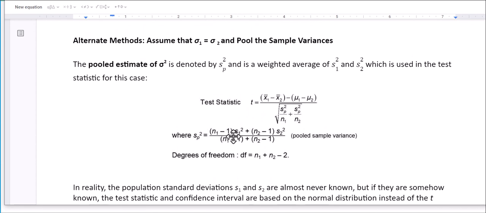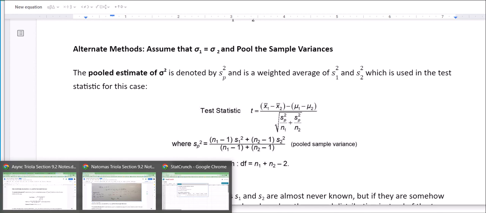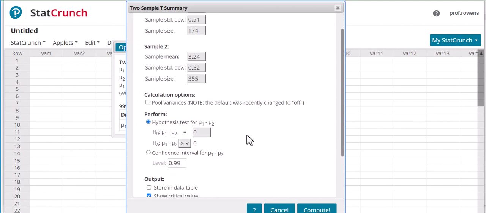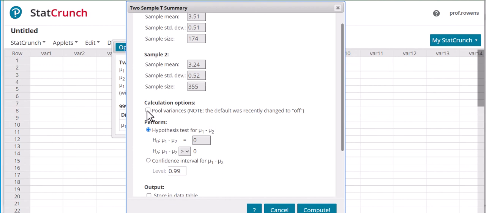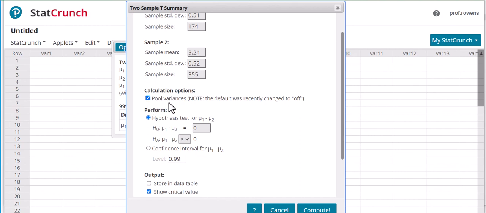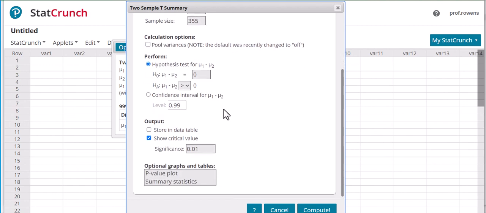I'm not going to go through it because it's going to take really long, but you can still do it in StatCrunch. If I go over here to Edit and go back to Hypothesis Test, notice here under calculation options, pool the variances. Now it will calculate with the assumption that the standard deviations in the two populations are the same. So if you see anywhere in the homework or in other places that assume the standard deviations or the population variances are the same, then you will come here, click that button, and it will give you the p-value for the pooled variances.